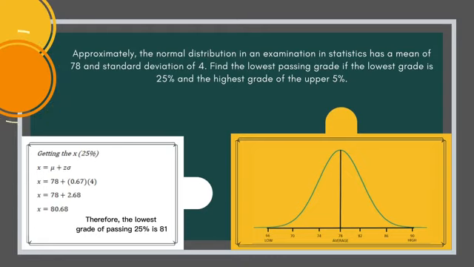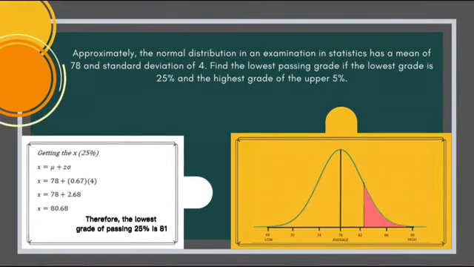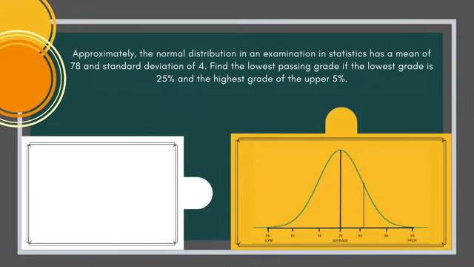Our last step, since we've found the value of x, we can now graph it to visualize our answer. We will put a mark on our x value, which is 81, and highlight the right side of the graph since we are still getting the passing score for the value of x, which is 81, to the highest score possible. Moving on to our next problem in this example, we are also told to look for the highest grade of the upper 5%.